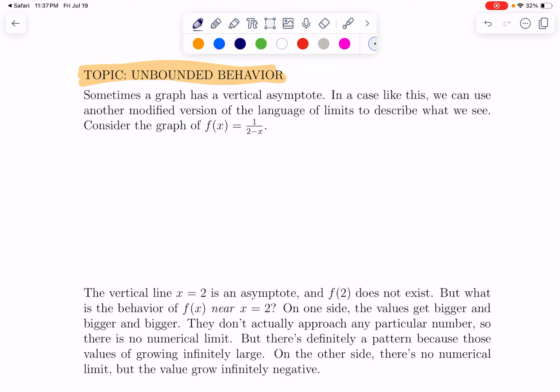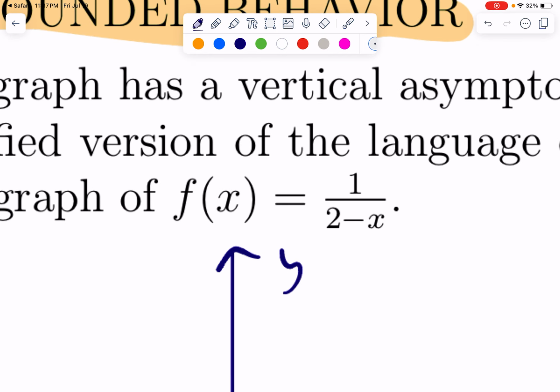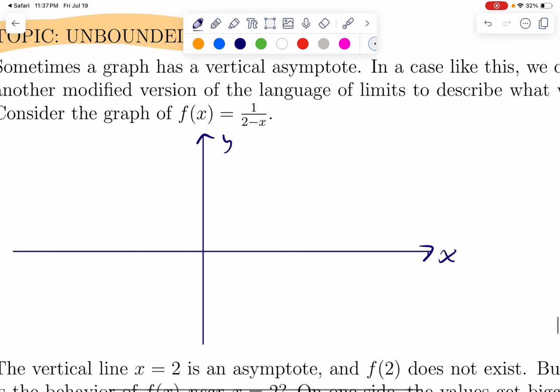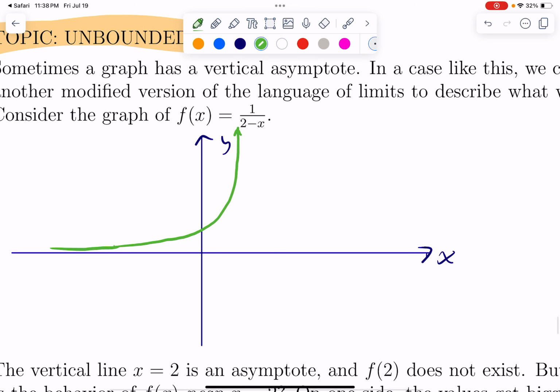So you're aware that sometimes a graph has a vertical asymptote. So let's look at this particular example of the function f of x equals 1 over 2 minus x. I'm not going to worry about the exact details here, but the graph looks something like so. It gets almost perfectly vertical, and then it does something like so. And it follows, but never actually touches the vertical line x equals 2.